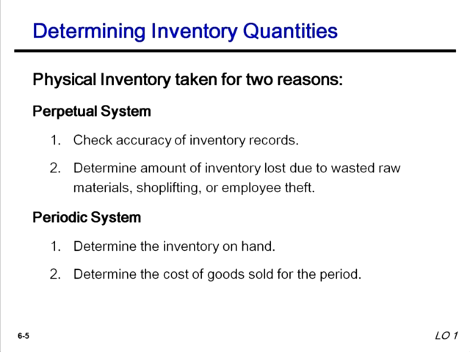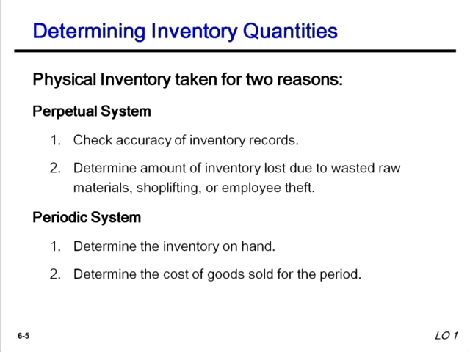And then the second reason is that we have to determine the amount of inventory loss due to wasted raw materials, shoplifting, or employee theft, or in the case of a grocery store, things like spoilage in the produce department and also the meat departments. And the biggest source of shrinkage, which is what this is, or inventory loss, is employee theft. And of course, we know the reason for that is that the employees know how the system works and they know how to circumvent the system.